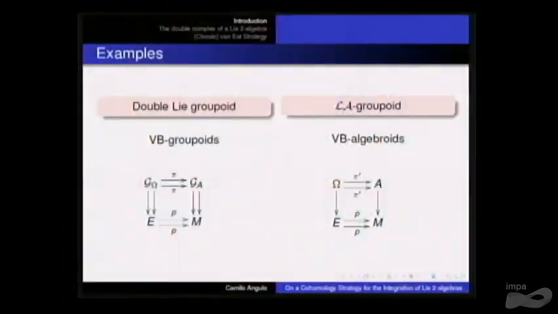Now, the next example is something that has shown up today at least twice, in Fernando's and Mikel's talks, which are VB groupoids and VB algebroids. These are interesting by themselves because they include all of the representation theory of Lie groupoids and also two-term representations up to homotopy.